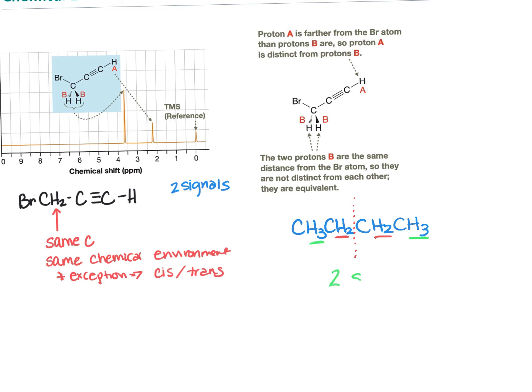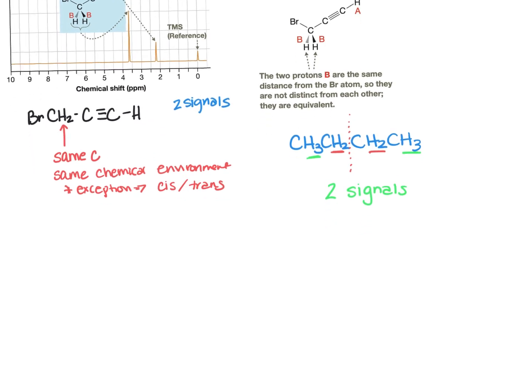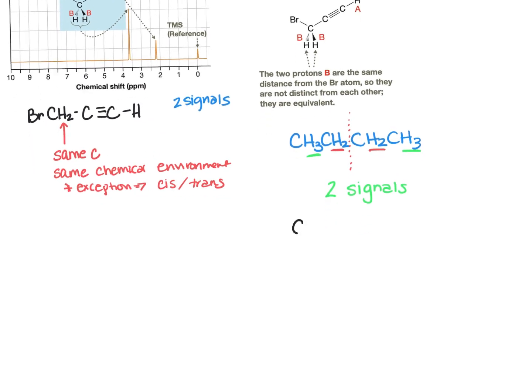And so that means that we end up with two signals here, okay? Because they're in the same chemical environment. If we look at this molecule, there is also a point of symmetry right here. And so you have these protons, right?